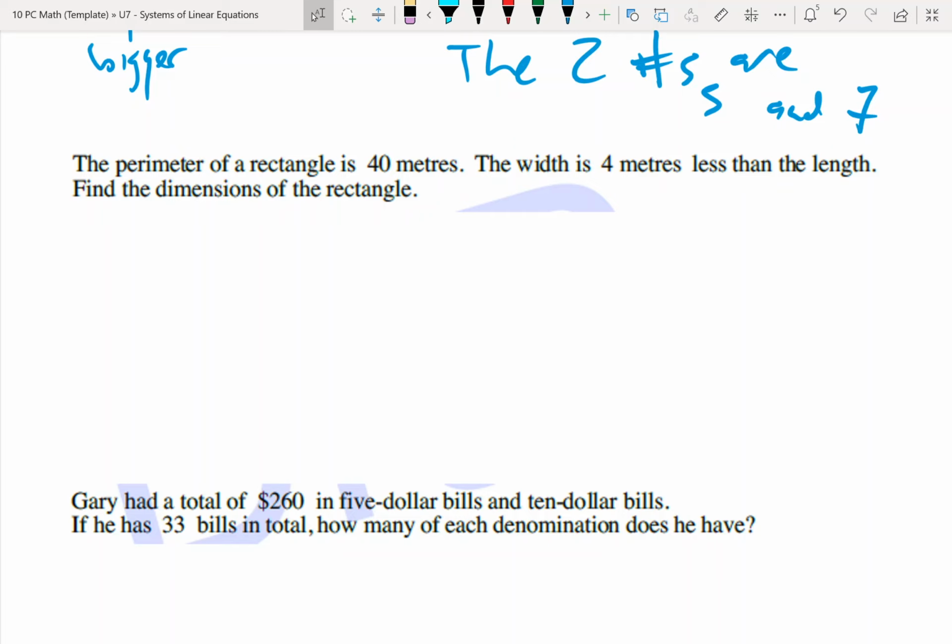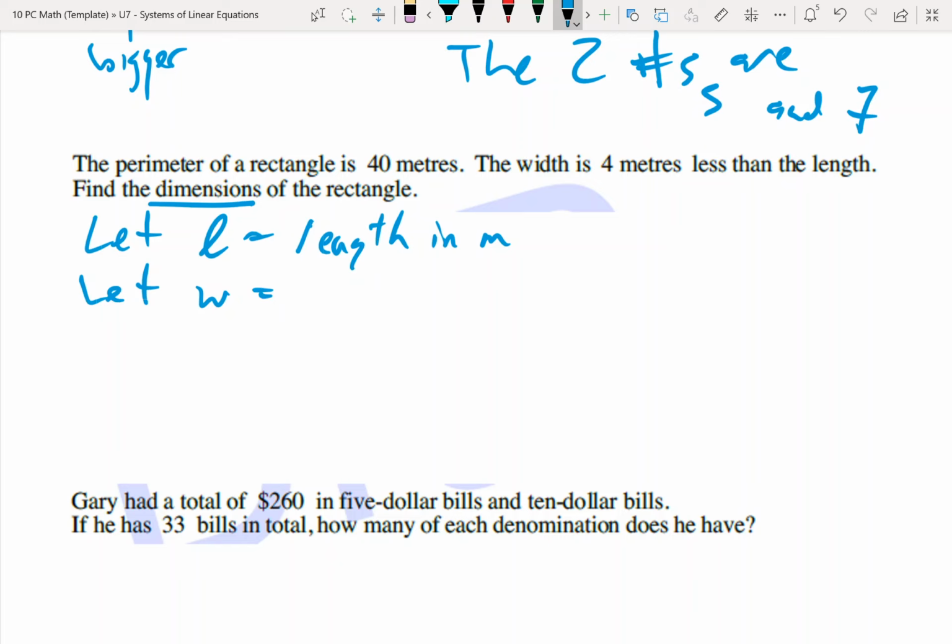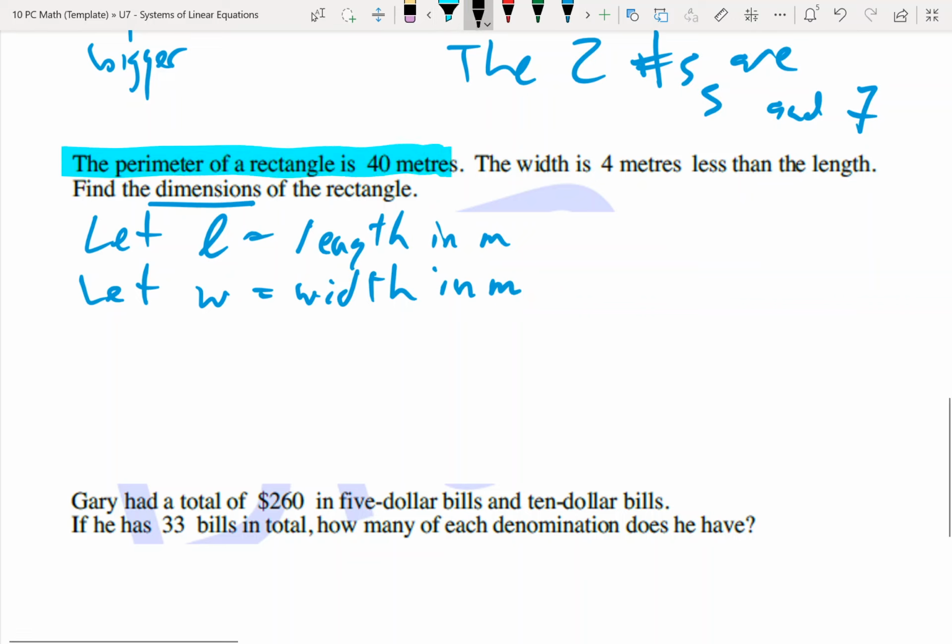Second one, the perimeter of a rectangle is 40 meters. The width is 4 meters less than the length. Find the dimensions, so dimensions means length and width. So I'm going to say let L equal length in meters. Let W equal width, again, in meters. Units are important in some questions, so you have to write it now. The first sentence is the perimeter is 40 meters. Right away, I know it's perimeter, so I'm going to use a formula. Perimeter equals 2L plus 2W. Now, I know the perimeter is 40, so I can change this to 40. Bam, we have an equation.